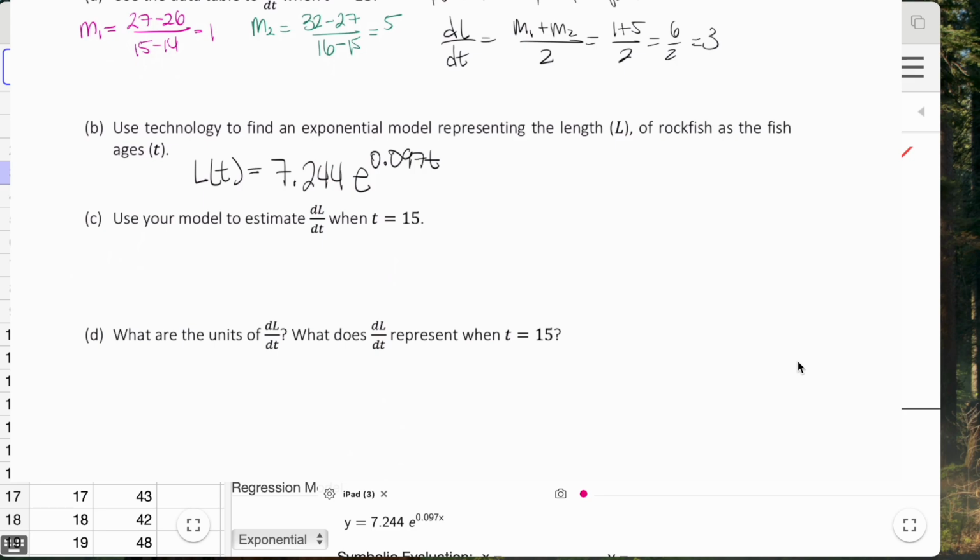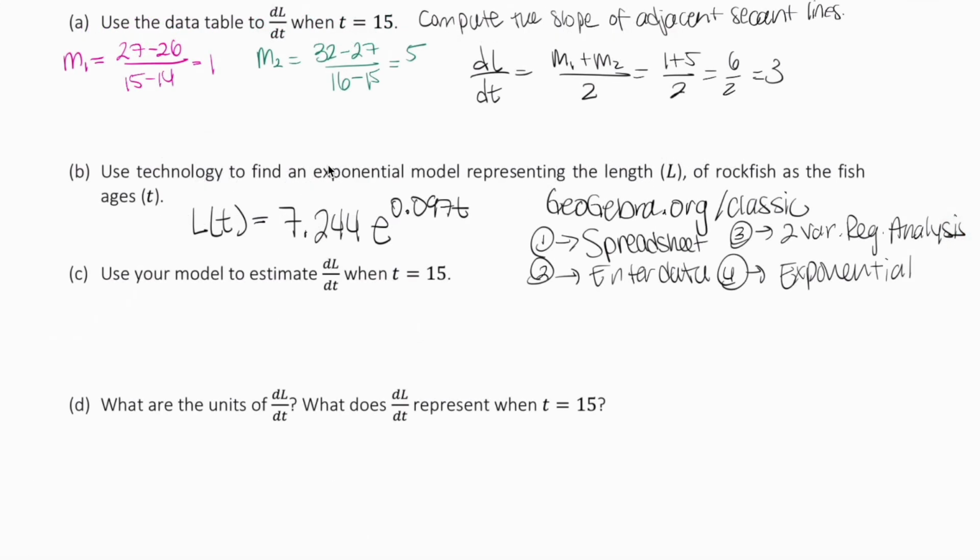Now, if you're going to struggle remembering this, write down some notes for yourself in the space provided of how you did this, since you'll need to do this again on your upcoming quiz. So you're going to go to geogebra.org/classic, and then select a spreadsheet from the menu, the top right. There are those 3 bars. You're going to click on them and select spreadsheet. You're going to go to enter data, then choose 2 variable regression analysis, and then select an exponential model, or maybe a different model if that's required.